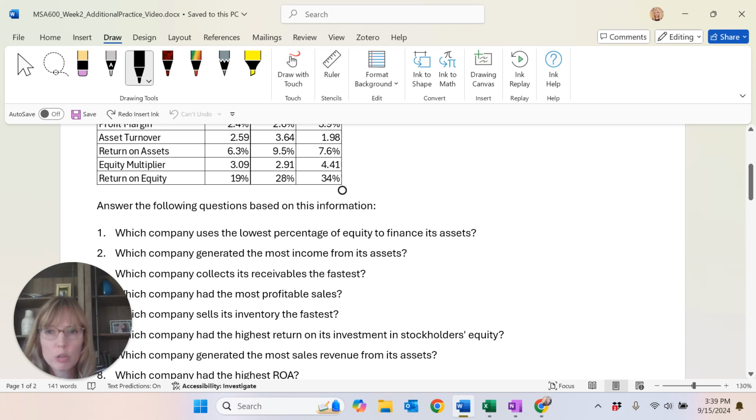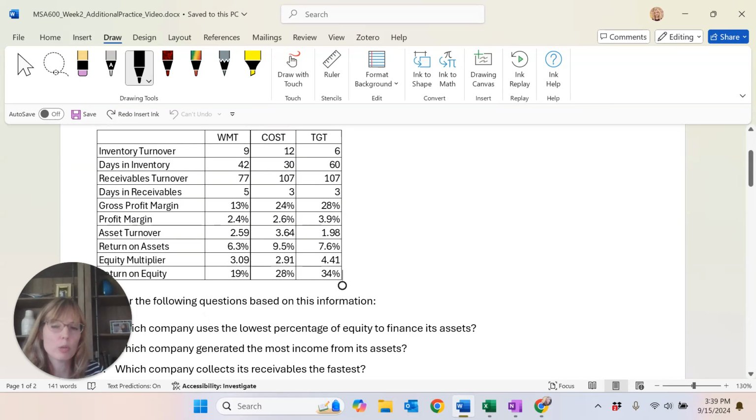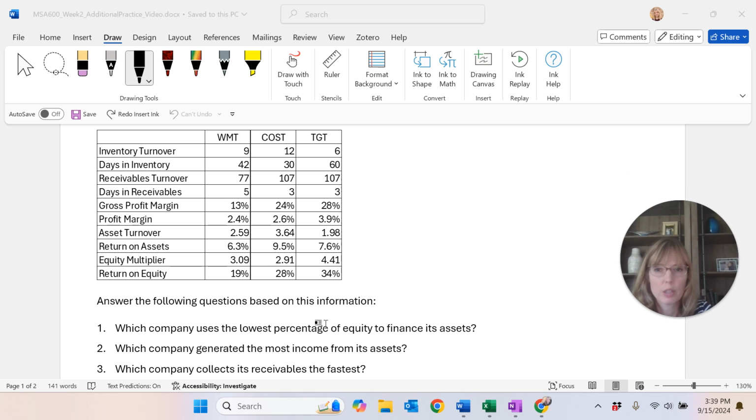Number one, which company uses the lowest percentage of equity to finance its assets? Now we don't have the financial statement data. We're just going based on these ratios. So we need to know which ratio tells us about percentage of equity compared to assets. That would be the equity multiplier. So for this lowest percentage, we need to know to look for the equity multiplier.